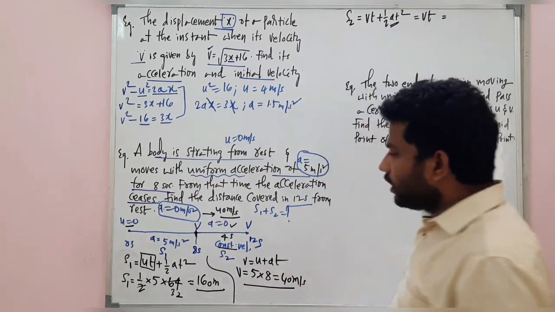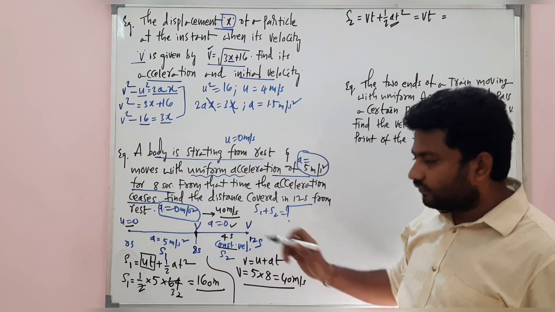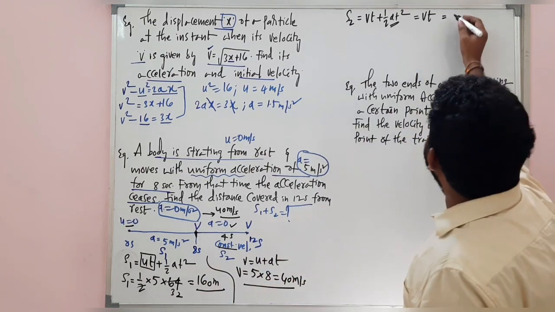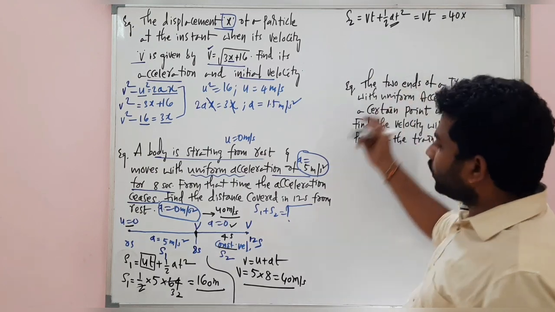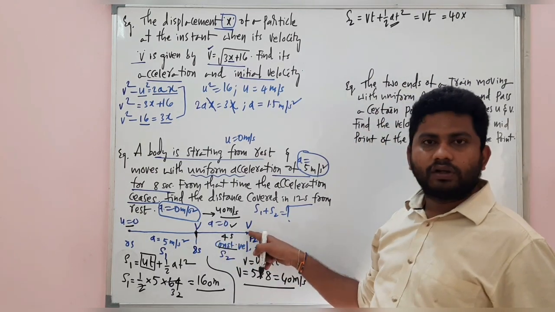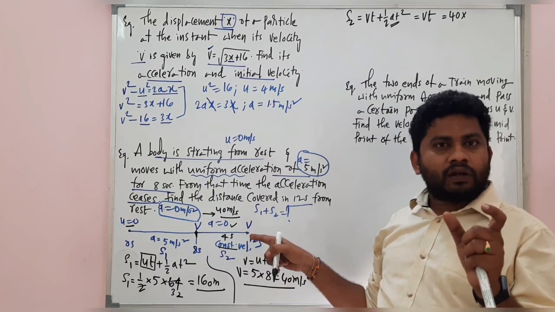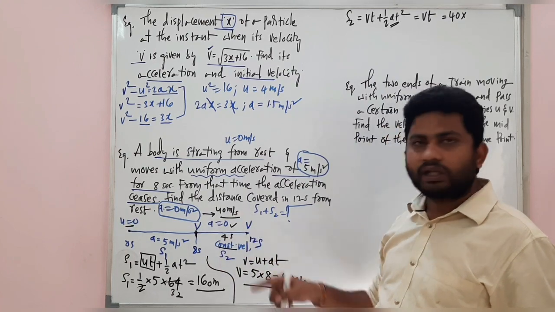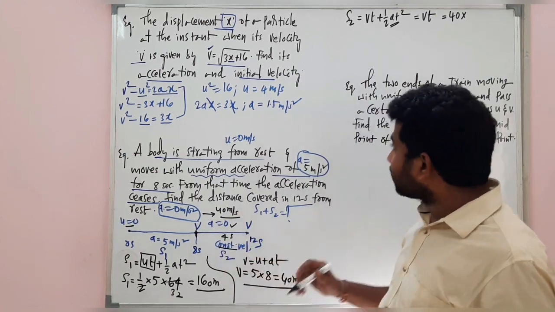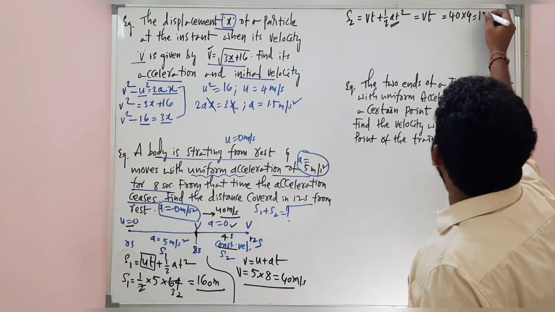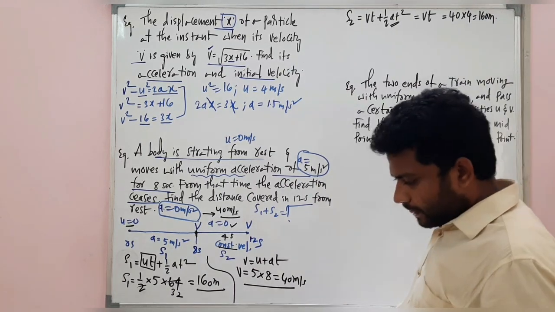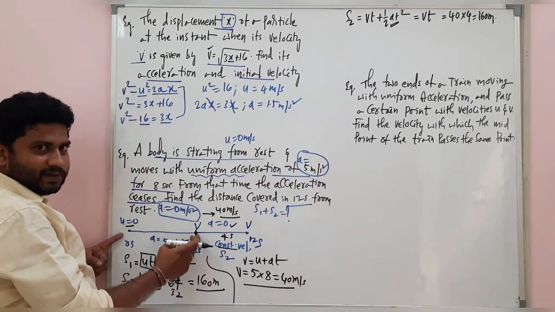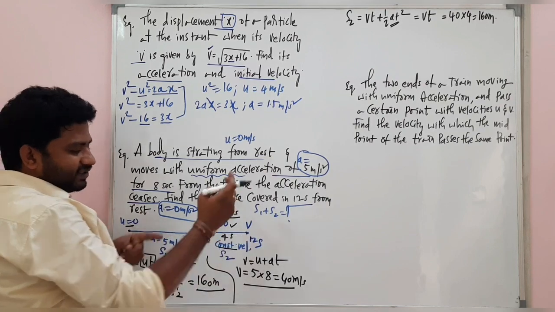So now I can write it is V into T. What is V here? With what constant velocity it is moving. That's 40 meter per second. So constant velocity is 40 into time taken from here to here. From here to here it is 4 seconds. So it is also 160 meters, right? Your S1 value is 160 meters. Your S2 value is also 160 meters.